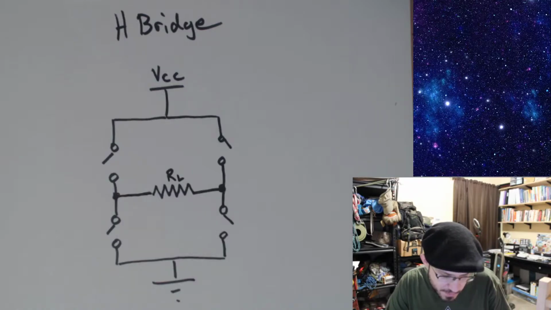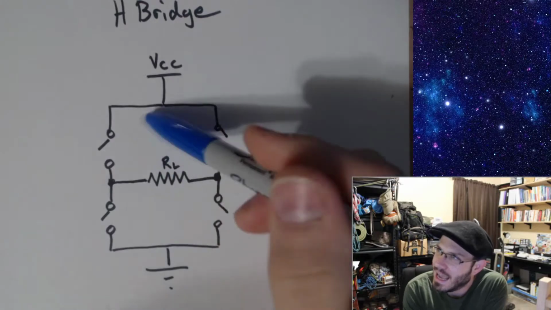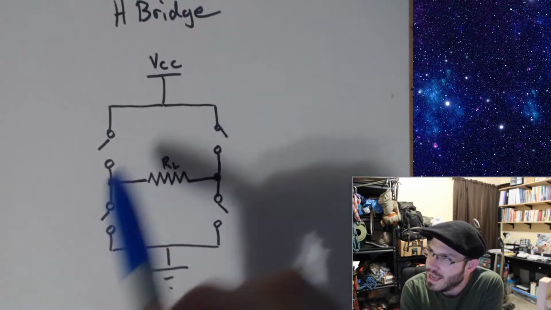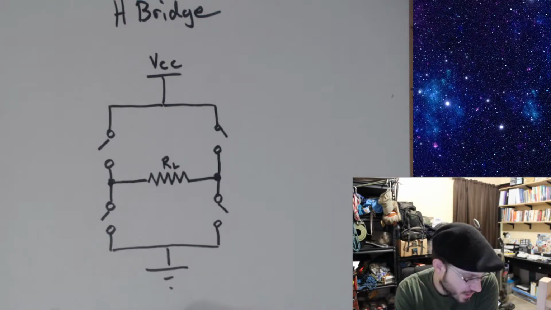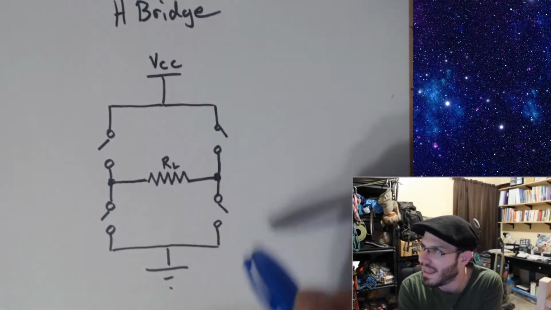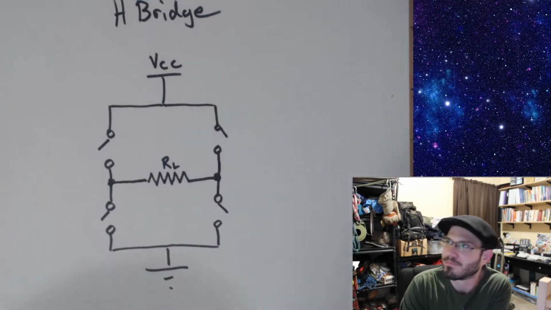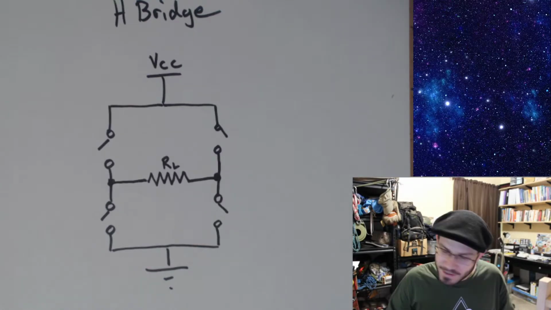Okay, so here's my H-bridge. Now this is referred to as a bridge because it looks like I have two parallel branches and I have something connecting the center of each one of those parallel branches to each other. That's where the word bridge comes from. H comes from, well, it looks like an H. Electrical engineers aren't that inventive.